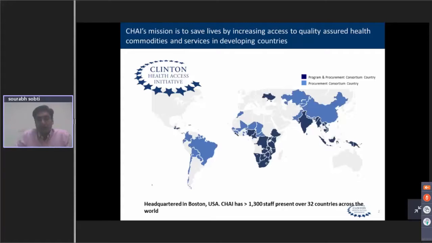slightly lighter shade of blue are procurement consortium countries. CHAI was set up by President Clinton in 2002. We started off with HIV-ARV as a flagship program. Since then, we've expanded to malaria, TB, vaccines, nutrition, health financing, Zika virus, and recently cancer.